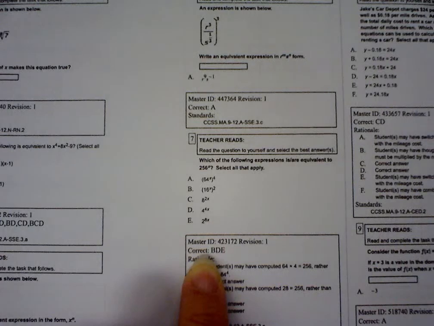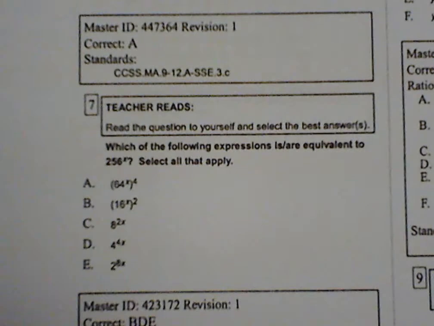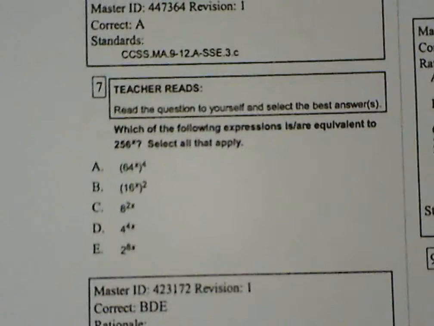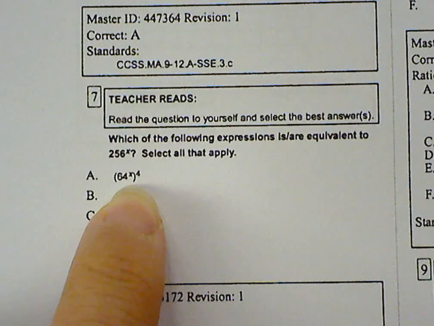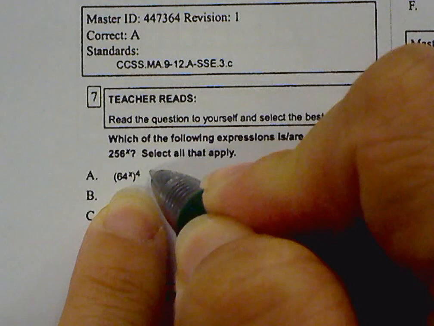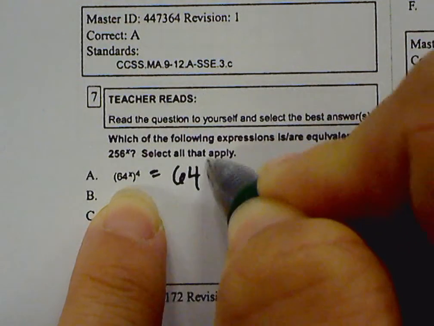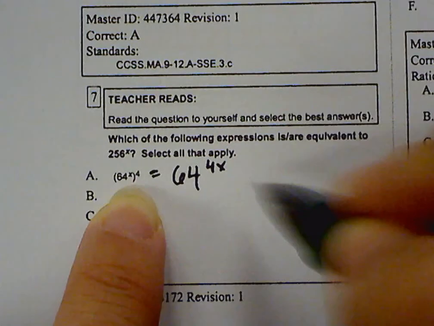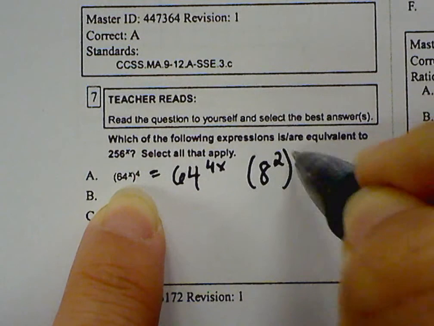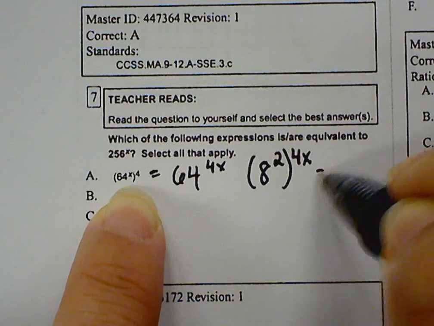Which of the following are equivalent to 256 to the x power? All right. How can I adjust this? What happens to these exponents here? Multiply them. So this is just 64 to the 4x. But what is 64? 64 is 8 squared. So it's 8 squared to the 4x, which is 8 to the 8x.